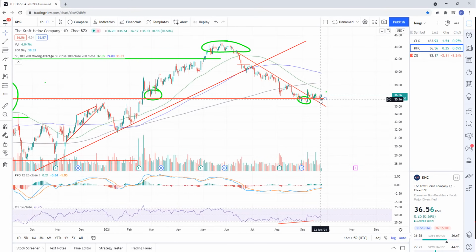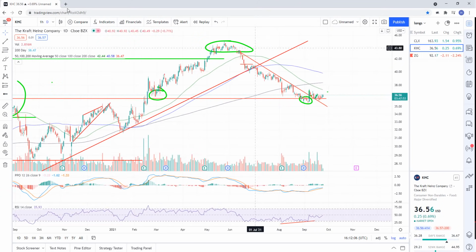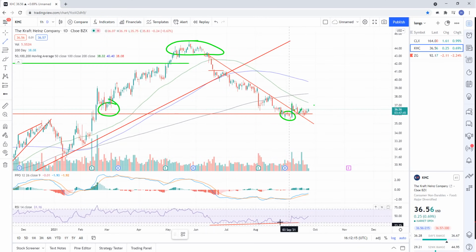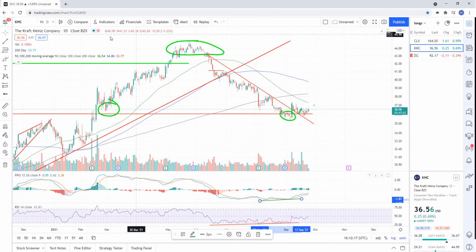Why do I like this one long? And why do I like it to start to trend up? It's been trending down clearly. Why do I think it's about to trend up? Well, we have bullish divergence. There it is on the RSI. You can see we basically have just been building bullish, and here it is on the PPO right there.